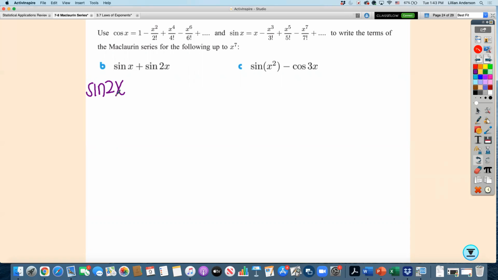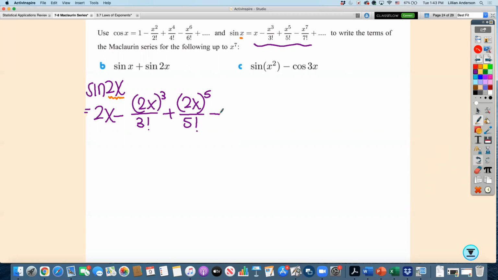That means I need to replace the x in sine with a 2x. So everywhere I see an x in the Maclaurin series for sine, I'm going to replace it with a 2x. So the Maclaurin series for sine 2x is essentially what you see up here. I just replace all my x's with 2x. So then that's going to be 2x minus 2x to the 3rd power over 3 factorial plus 2x to the 5th over 5 factorial, and so on and so forth.